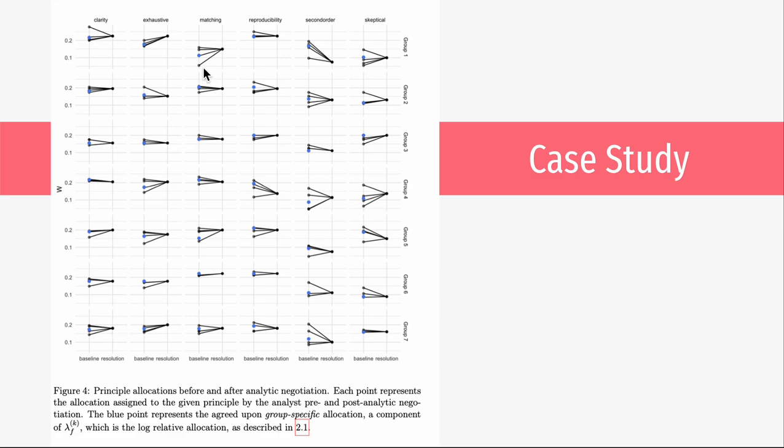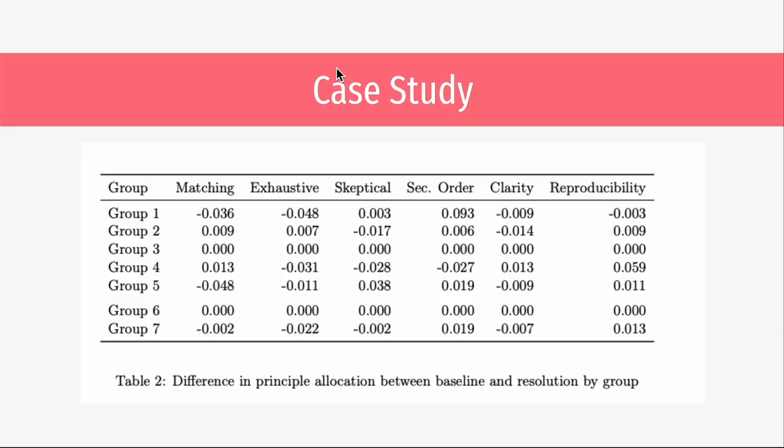And so you can see there are some shifts, like for example, here, this is group 1. This is where they started in terms of data matching, and then after talking to the client, they converged on this spot here. I think this one shows a nice change where in group 1, they initially thought they would allocate more of their resources to second order details, but after speaking to the client, they found that wasn't really a priority, and so it came down. We could also quantify the difference in principle allocation between baseline and resolution by group here, just numerically, and so you can see each of those.